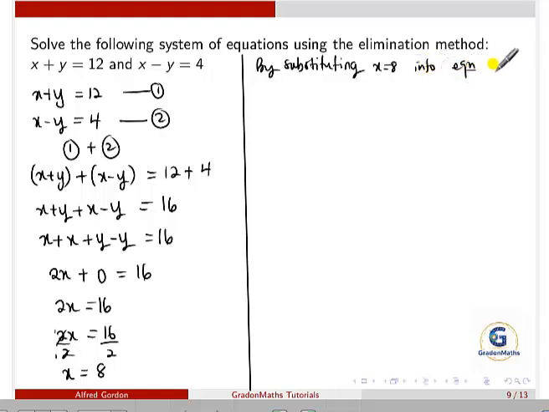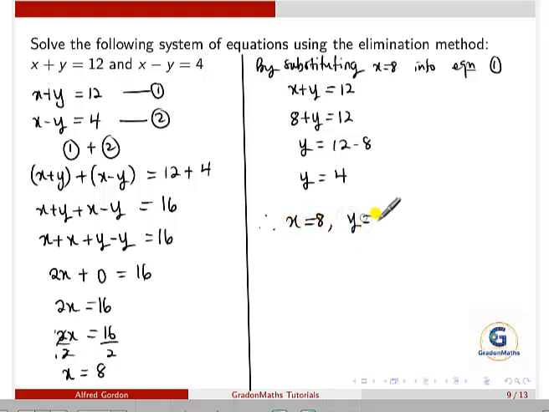Which equation do you prefer here? I prefer equation 1 because I don't want to deal with a lot of negatives. So I have x plus y is equal to 12. And we know x to be 8. So we have 8 plus y is equal to 12. And here, y is equal to 12 minus 8, which will give us 4. So we can say that we have x is equal to 8 and y is equal to 4. I'll pause this video here and then we shall continue our lesson in our next video.